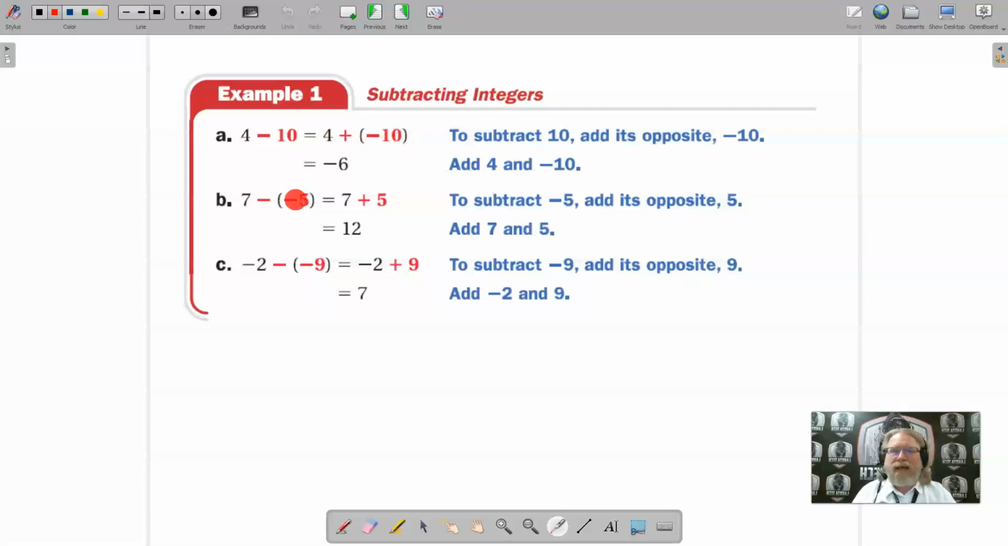7 minus negative 5. Change the sign from subtraction to addition. The opposite of negative 5 is positive 5. 7 plus 5 is 12. Negative 2 minus negative 9. Once again, we're going to take the subtraction, change it to addition. The opposite of negative 9 is positive 9. Negative 2 plus 9 is 7.